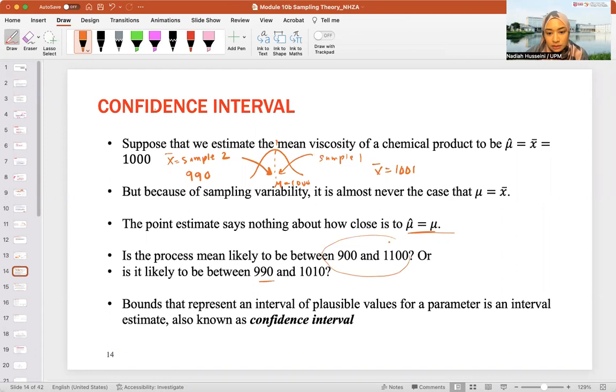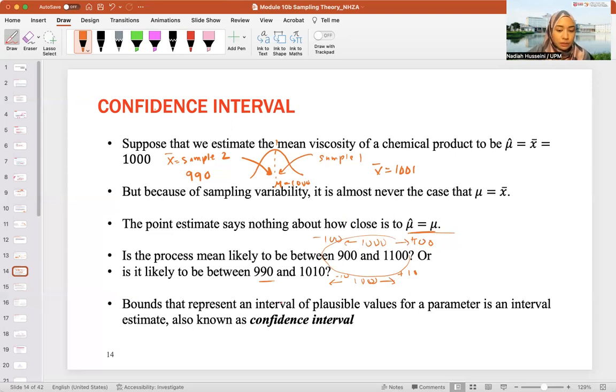So this one, you have 100 away from 1000, right? Positive, minus. But this one is 1000 plus 10, minus 10. So this one is more precise. This one is a bigger interval. But which one is more reliable and which one is more precise? So this is what we're going to discuss after this.